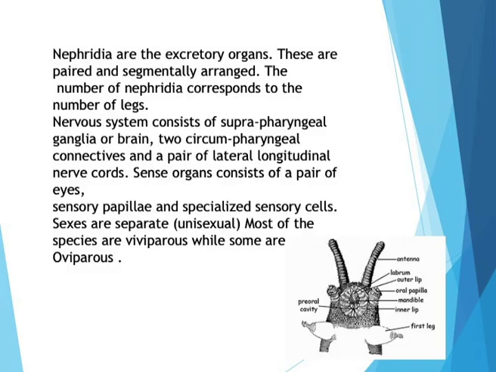Nephridia are the excretory organs. These are paired and segmentally arranged. The number of nephridia corresponds to the number of legs. Nervous system consists of suprapharyngeal ganglia or brain, 2 circumpharyngeal connectives and a pair of lateral longitudinal nerve cords. Sense organs consist of a pair of eyes, sensory papillae, and specialized sensory cells. Sexes are separate. Most of the species are viviparous while some are oviparous.